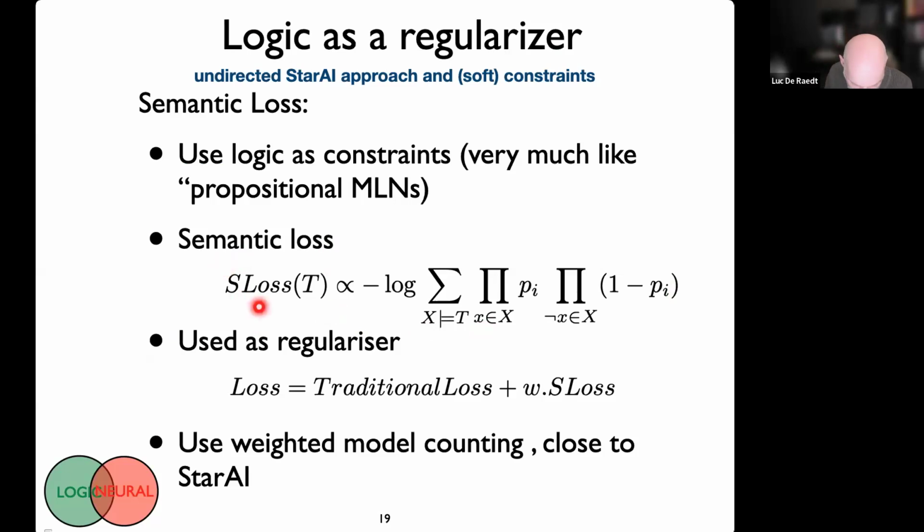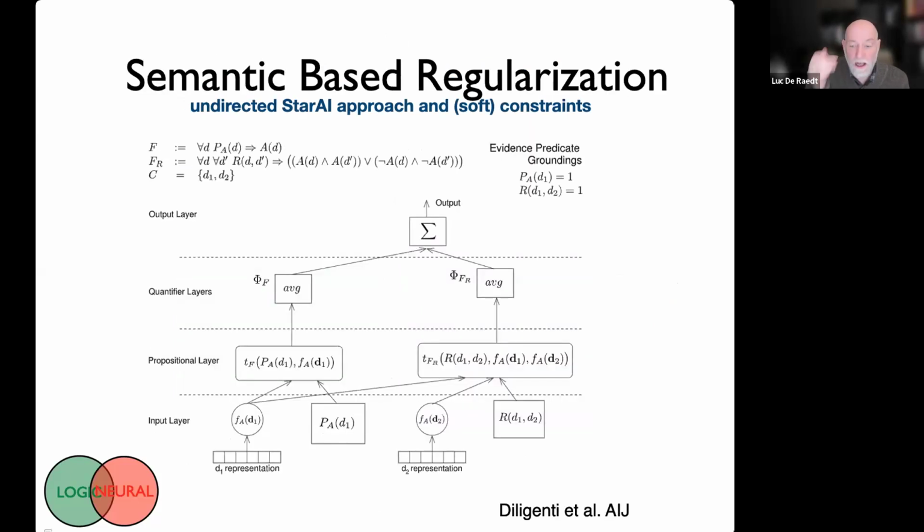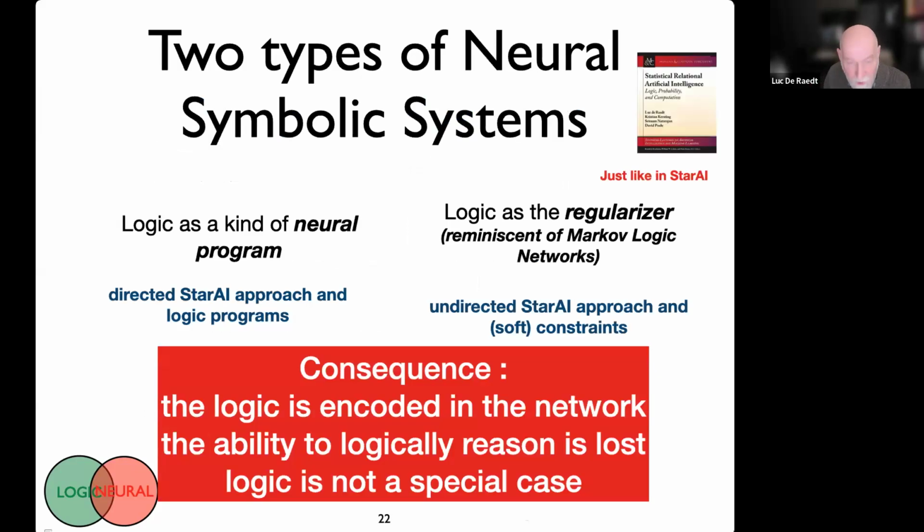You basically compute the semantic loss and you combine that with your traditional loss function, and that's essentially what this approach does. And again, similar in spirit, there are many other approaches like the logic tensor networks from Serafini and Garcez. Semantic-based regularization from the Siena group are also working in this view of using logic to constrain the neural network. I mean, the term semantic-based regularization already indicates that this is what is being done.